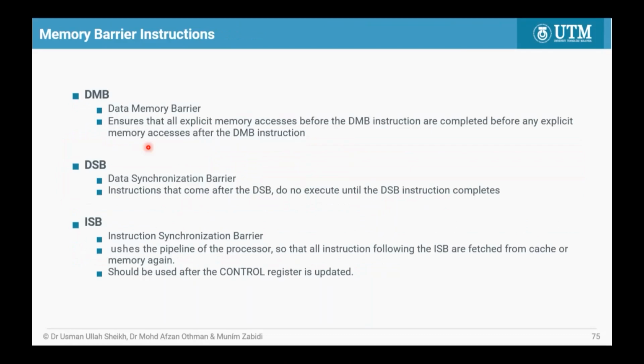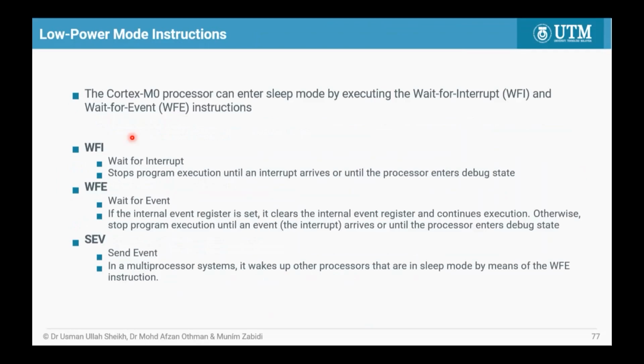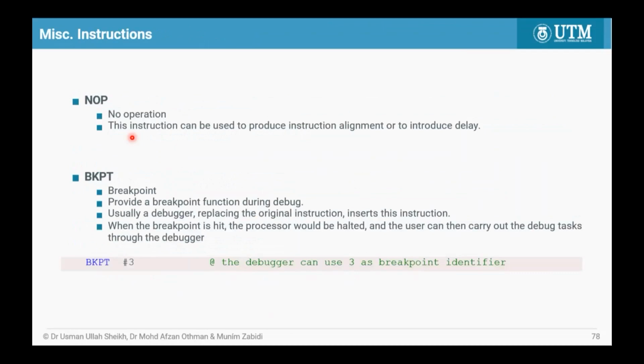Supervisor call, SVC. If you're going to use low power mode instructions, these are the instructions that enable WFI, wait for interrupt, WFE, wait for event, and SEV, send event. This is by using the low power mode in order to save your power consumption and put your processor to sleep. And this is always used. NOP, no operation, means that you're just going to waste some time. You can put an NOP.